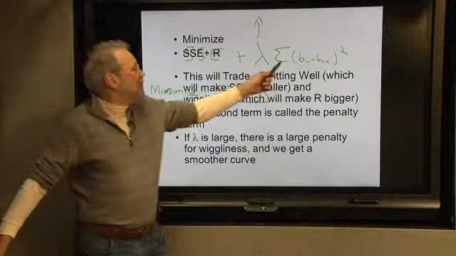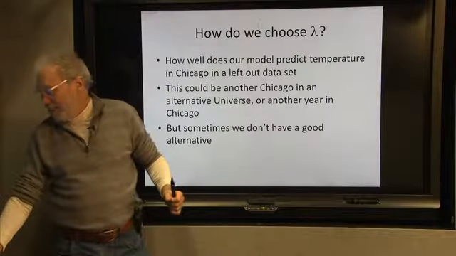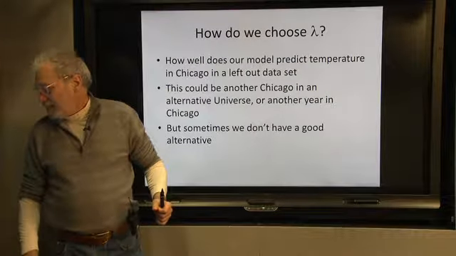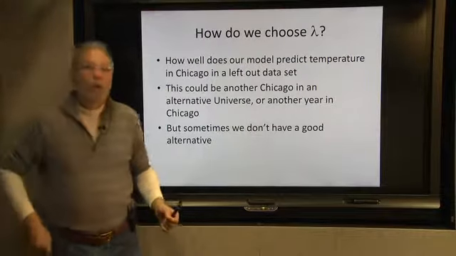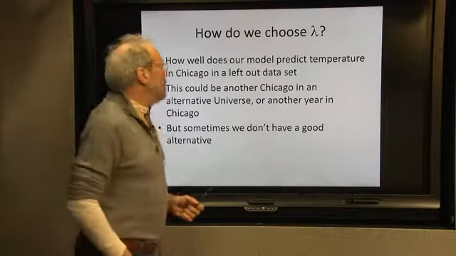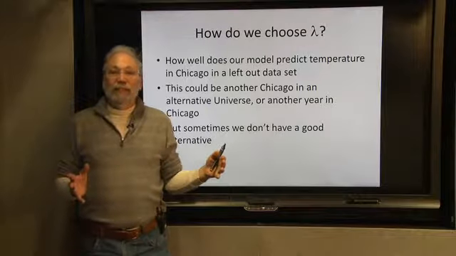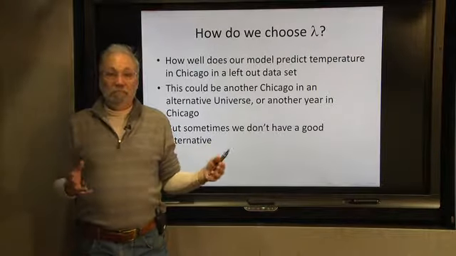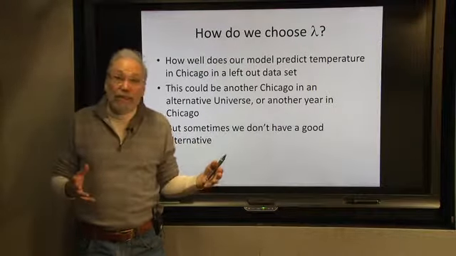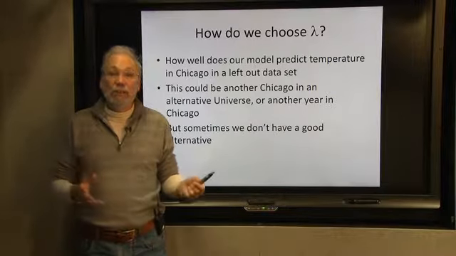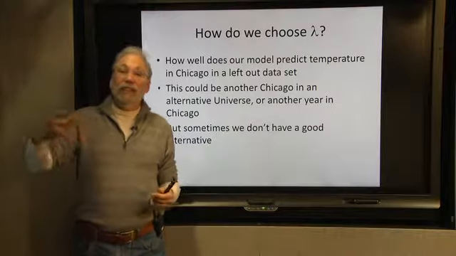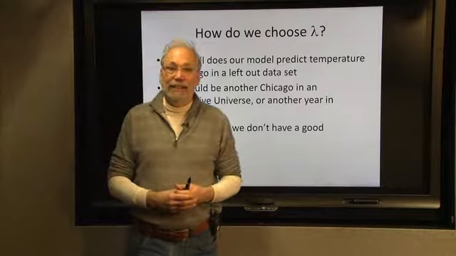And so this is called the penalty term. Well, one way to choose lambda is to say, I'm trying to predict what's going on, the true relationship between temperature and mortality. Why don't I have a validation data set?